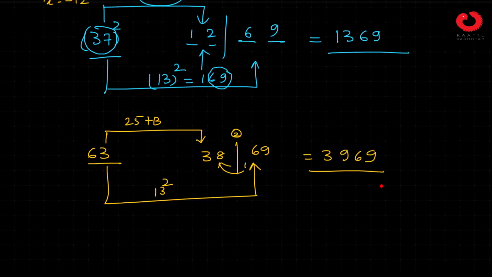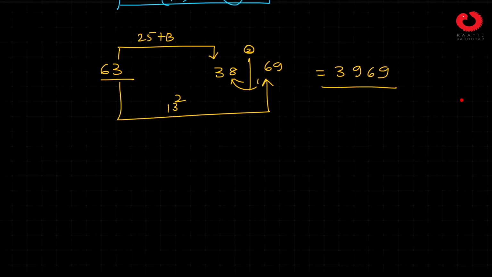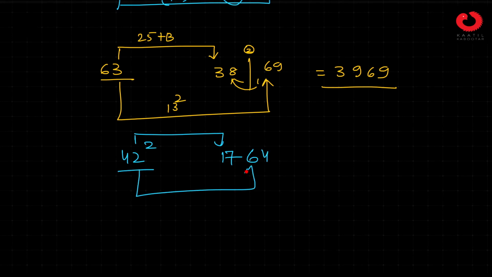Fine. Now let me tell you something more. Some more examples you can see. Suppose if someone is telling you 42 square, I can very well see this as it is 8 less. So 25 minus 8 is 17 and 8 square is 64. So this is 1764. So I am directly writing.